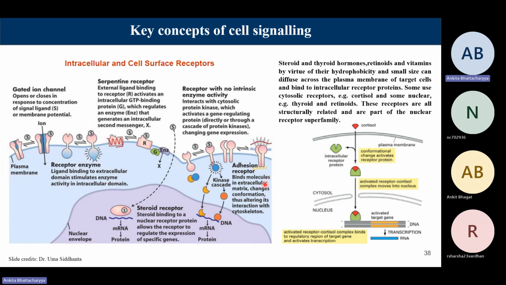Then those with no intrinsic enzymatic activity were also shown. You have adhesion receptors, which are responsible for binding molecules in the extracellular matrix, changing conformation, and altering cytoskeletal interactions. Finally, we have steroid receptors, which are nuclear hormones. Basically, they are steroid hormones which are able to move, also function as transcription factors, and they are able to obviously bypass both the cell's outer membrane and the nuclear membrane, and then move into the nucleus.